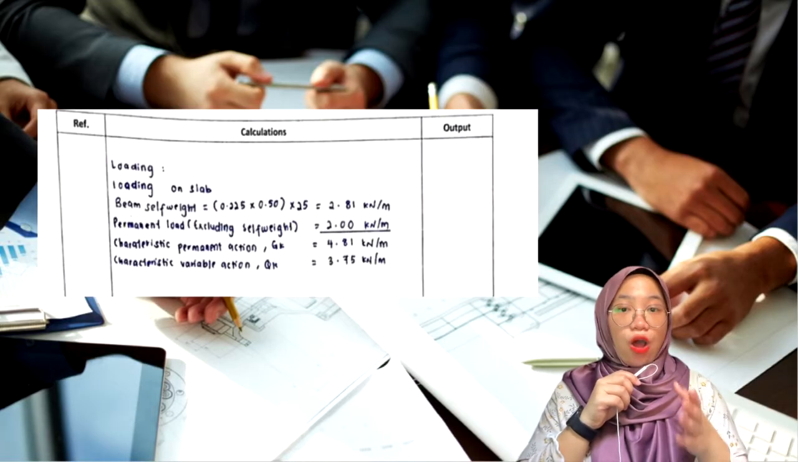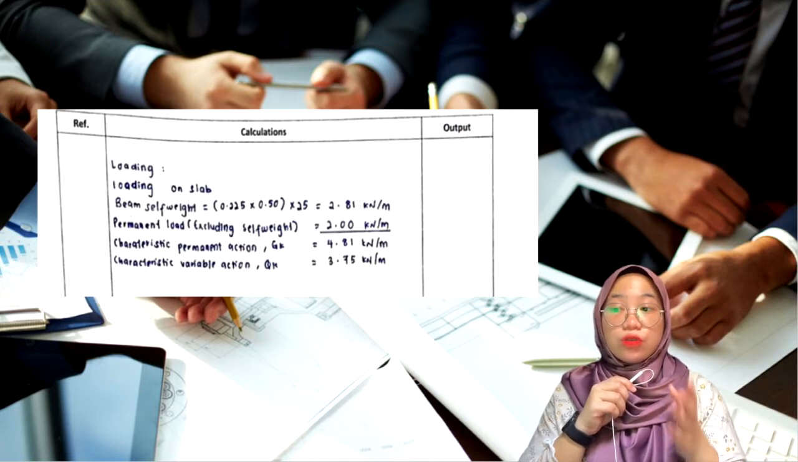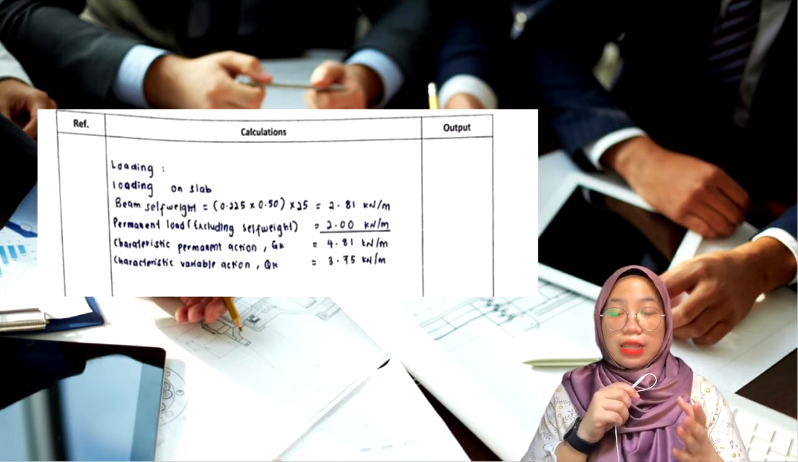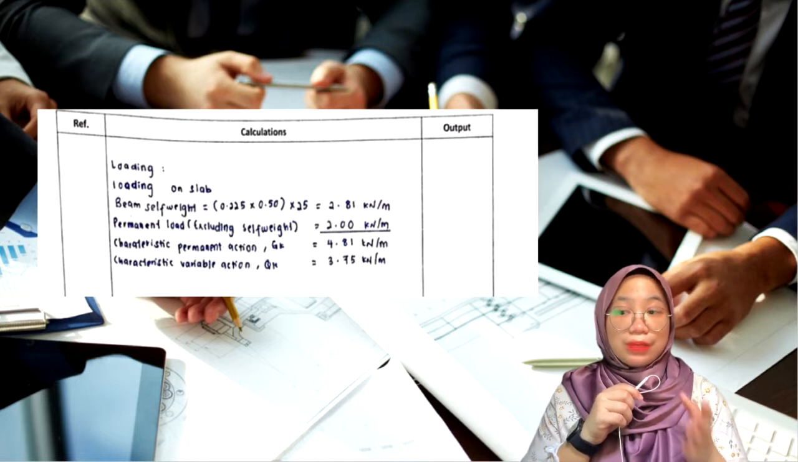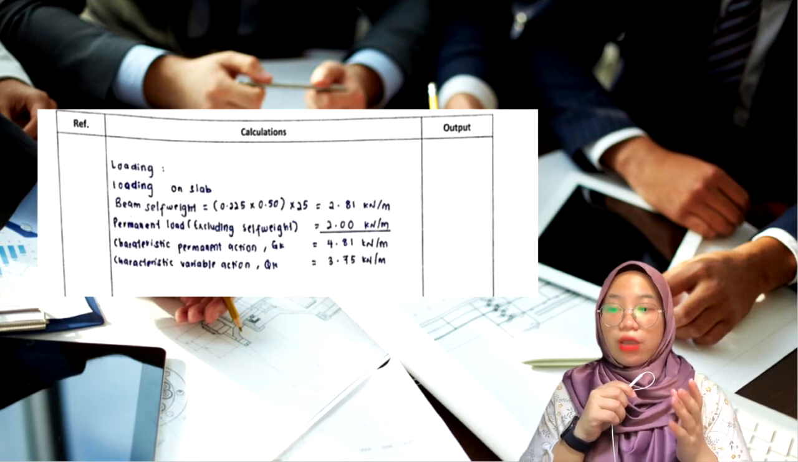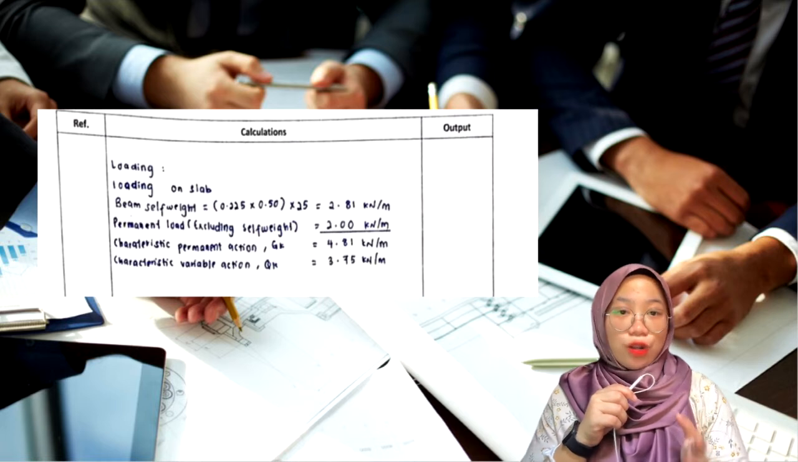Next is loading on slab. First, for the self-weight of the beam, we use base 0.225 multiplied by height 0.50 times 25 for the unit weight of reinforced concrete. We get 2.81 kilonewton per meter. Then the permanent load excluding self-weight is 2.00 kilonewton per meter, and the characteristic permanent action GK is 4.81 kilonewton per meter, and the characteristic variable action QK is 3.75 kilonewton per meter.